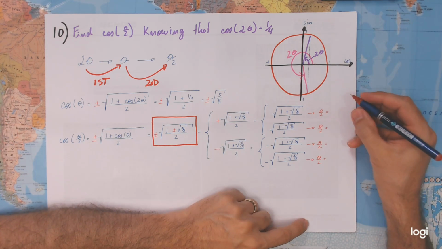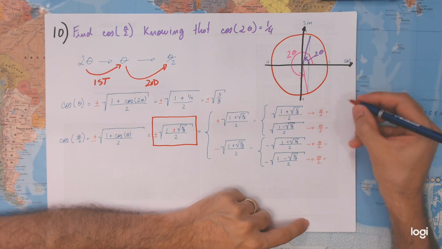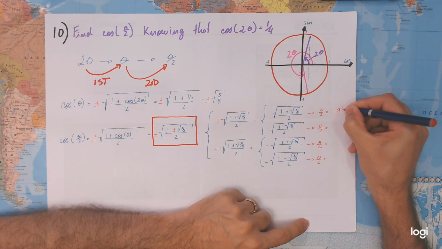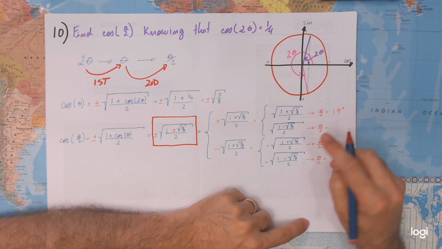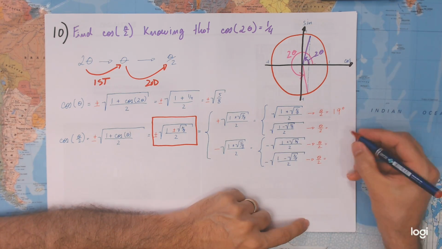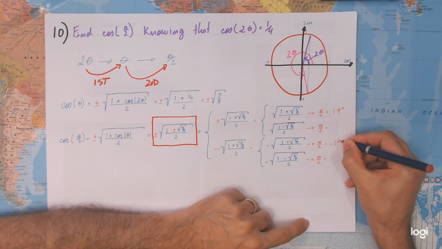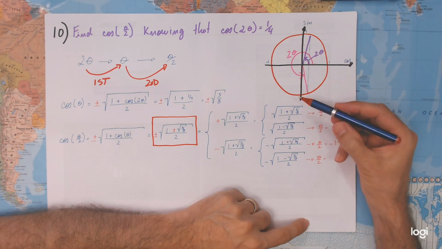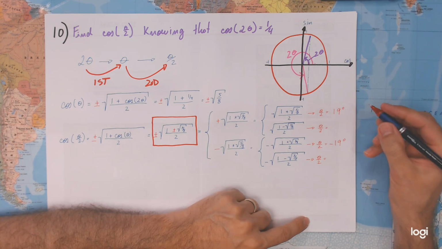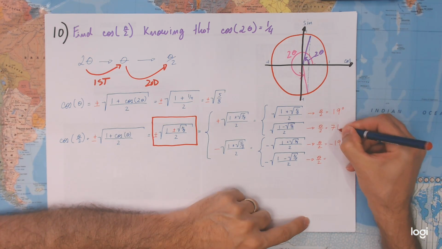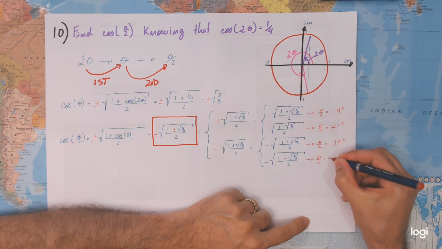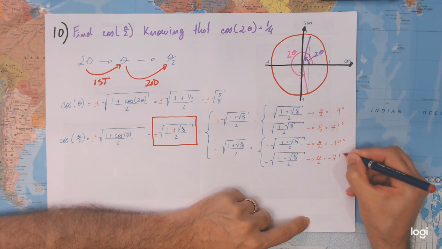Well, for this one, when it's plus 5/8, we're going to have a plus 19 degrees. In here, it is the same, right? Plus 5/8, but just negative 19 degrees. And when we apply the minus square root of 5/8, we're just going to get 71 degrees, and the negative, minus 71 degrees.